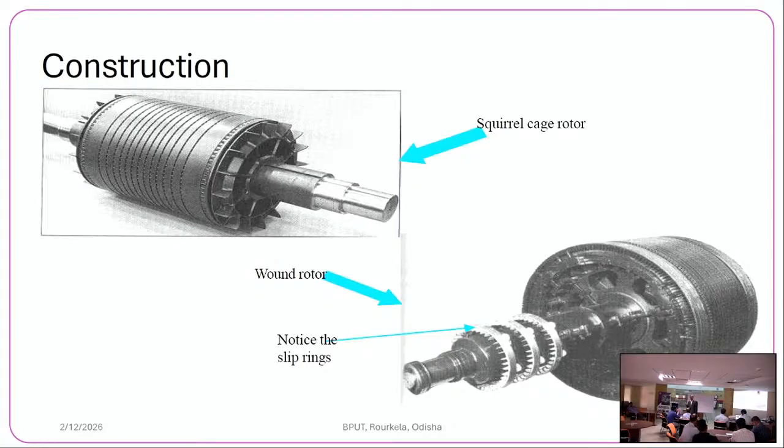Accordingly, there are 2 types of induction motor. One is the squirrel cage rotor induction motor, another is the wound rotor induction motor. Wound rotor means the rotor has a winding, a 3-phase distributed winding. The other one is the squirrel cage rotor, where the rotor bars on the slots are conductor bars, supported at both ends by end rings. That is called squirrel cage rotor induction motor.